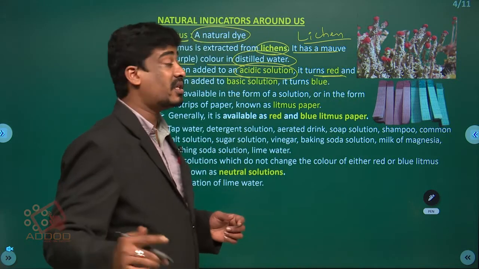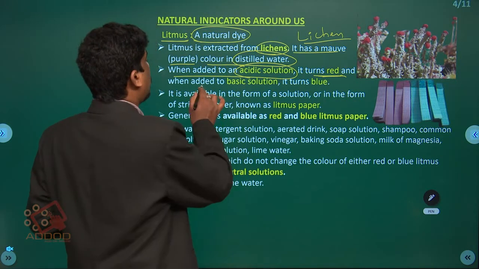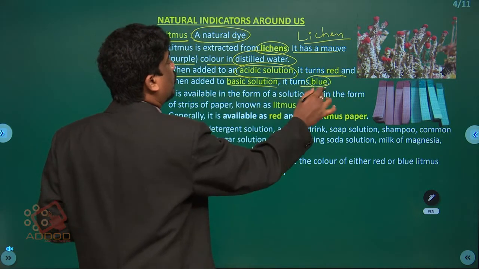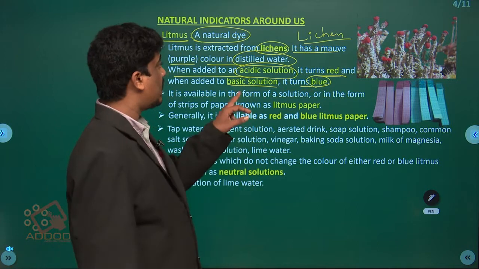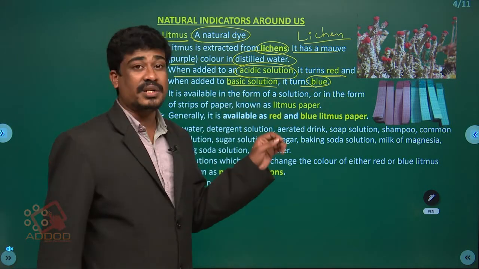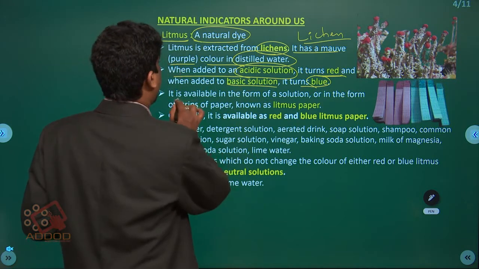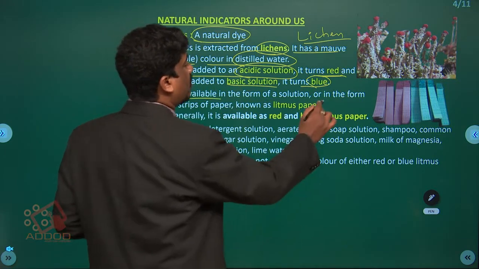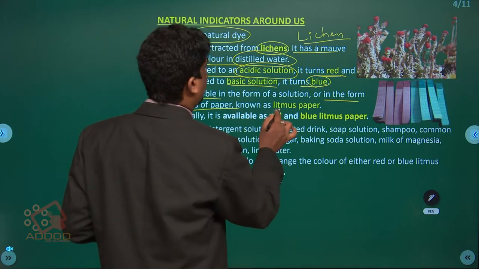When added to an acid, it turns red, and when added to a basic solution, it turns blue. So while adding to the acidic solution, it turns red. While adding a basic solution, it turns blue. It is available in the form of a solution or in the form of strips of paper known as litmus paper.